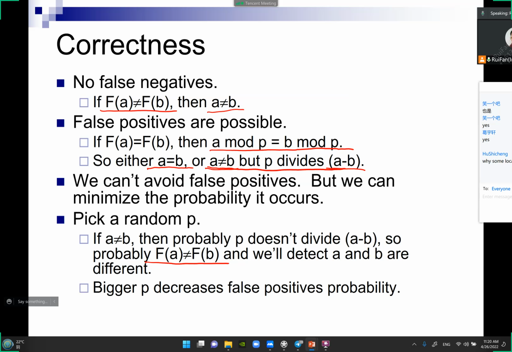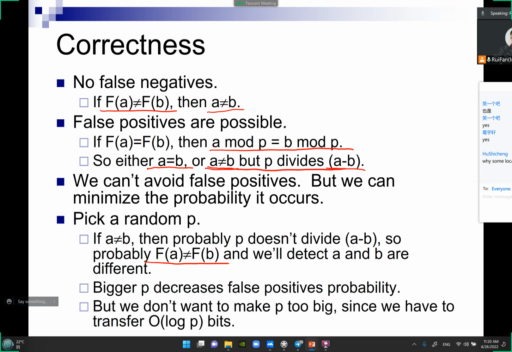The bigger that you pick p, the lower you can make the false positive probability. However, if you pick a very large p, because you have to transfer log p bits, you don't want to pick a very large p. So you want to pick a p which is still small, but can also decrease your false positive probability.